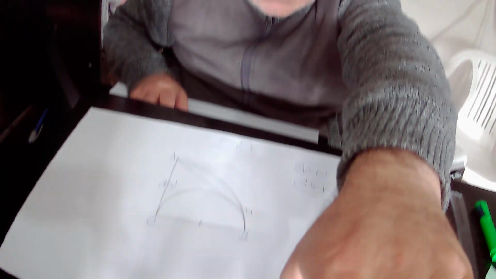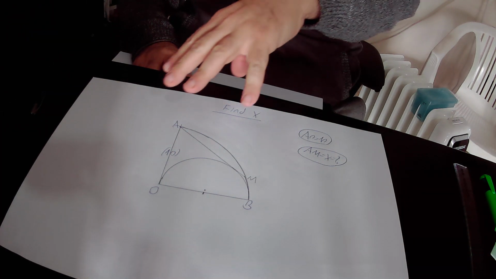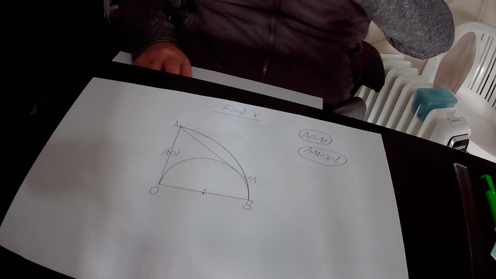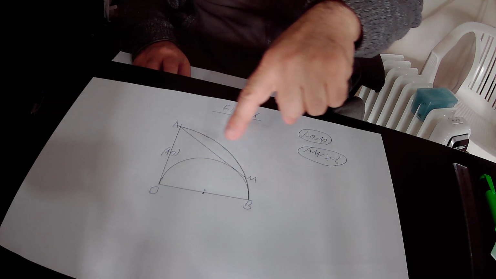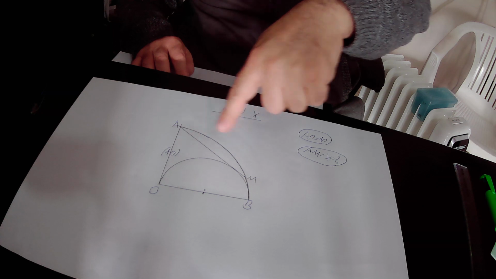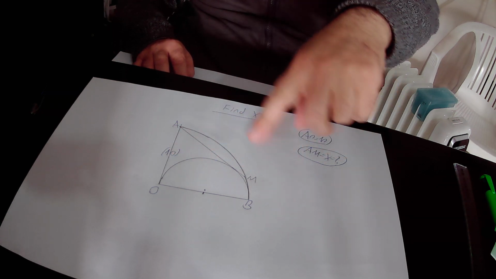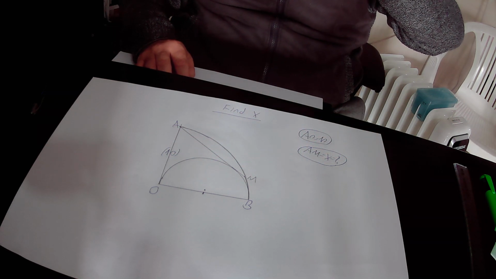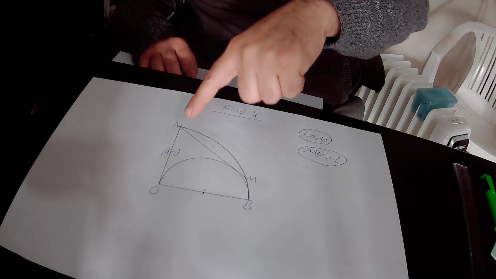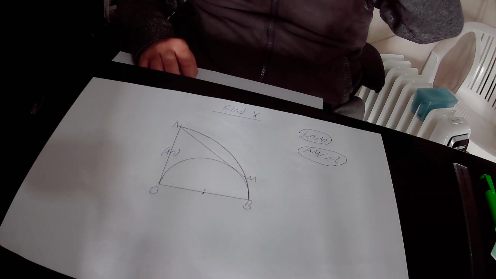Hello, in this lecture we find out the length of line segment X. In the drawing we have a quarter circle, AOB is a quarter circle. Inside this quarter circle we have this semicircle, OB is a semicircle. And we also know that side AO equals 10 units in its length.